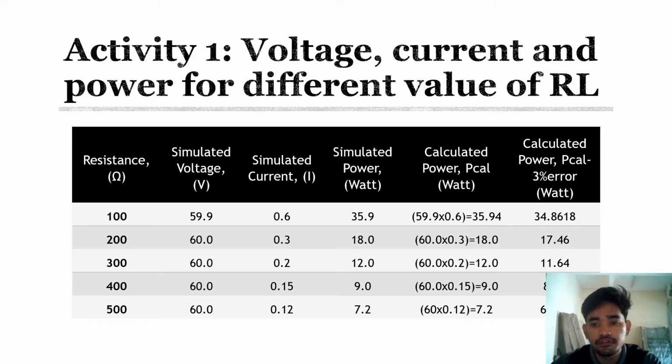My name is Ahmadin bin Muhammad Fauzi, and today I'm going to explain activity one: voltage, current, and power for different values of resistance. Given five resistances, which are 100, 200, 300, 400, and 500 ohms, we have to calculate the power using the calculations given, and the simulated voltage, simulated current, and simulated power will be taken from the simulation that I've made.